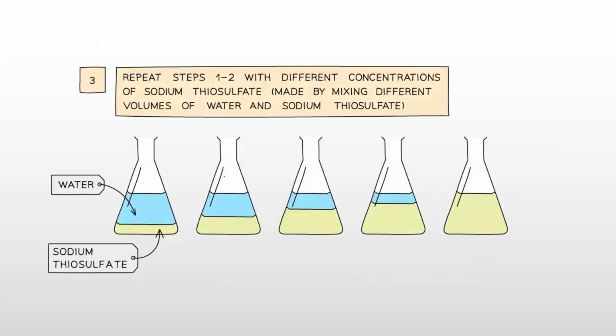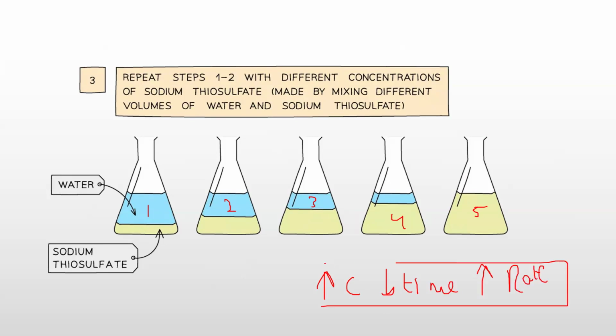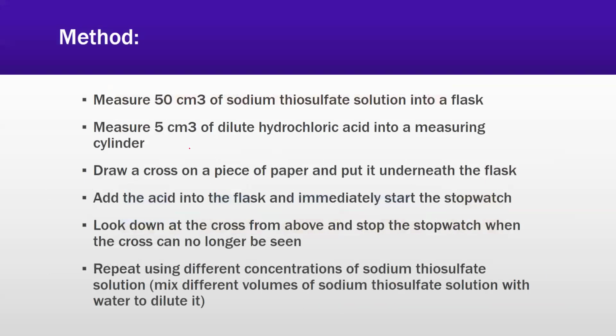अब आप different concentrations use करो. 1 mole per dm cube, 2 mole per dm cube, 3 mole per dm cube, 4 and 5 mole per dm cube. The more concentrated the solution gets, the lesser the time it would take, and lesser time means faster would be the rate of reaction. More the concentration, lesser the time it will take for the cross to disappear, higher the rate of reaction.